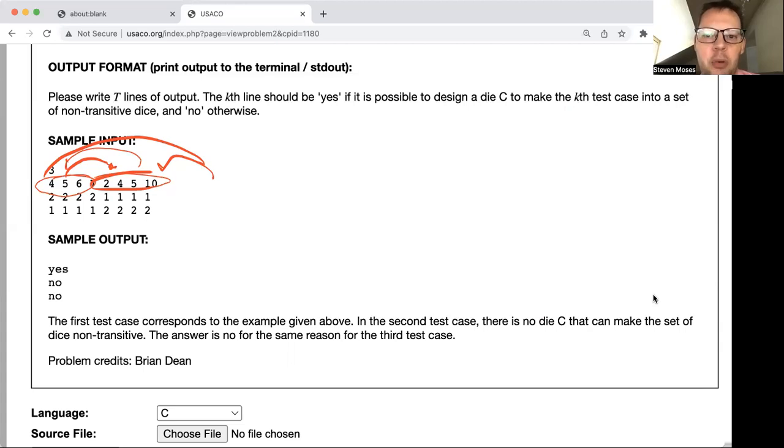Finally, if you make it through all four of those for loops and you get all the way down to the bottom of that function and no die was found where that rule holds, then you can conclude that they're not transitive dice. You output no, and then that'll be the end of the function. So that's the general structure.